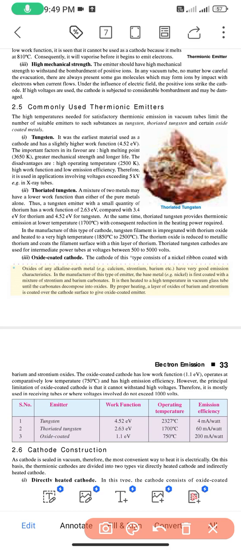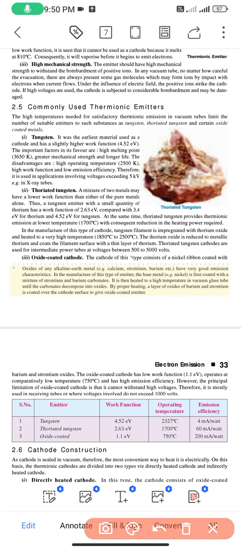A mixture of two metals may have a lower work function than either of the pure metals alone. Thus, a tungsten emitter with a small quantity of thorium has a work function of 2.63 electron volt compared with 3.4 electron volt for thorium and 4.52 electron volt for tungsten.